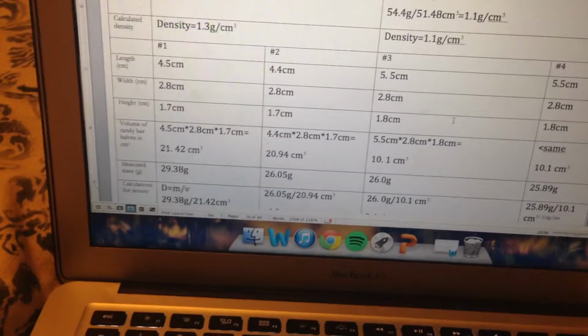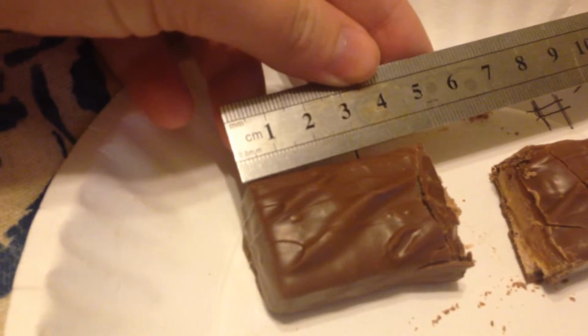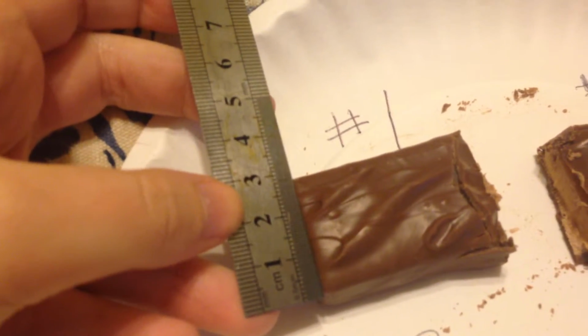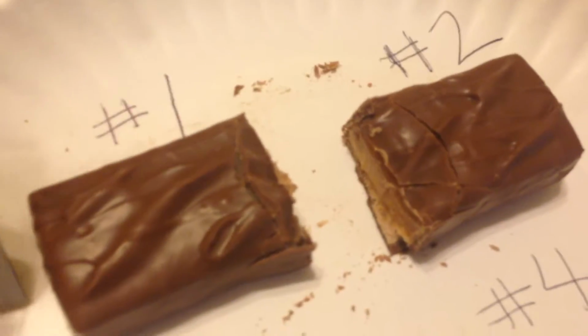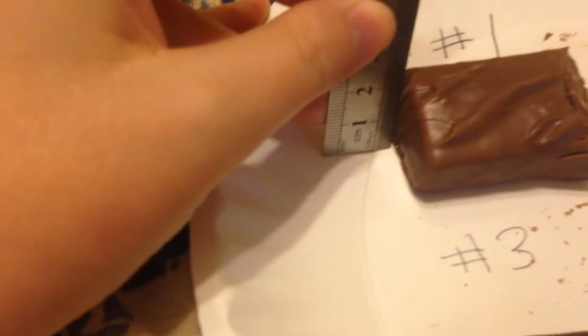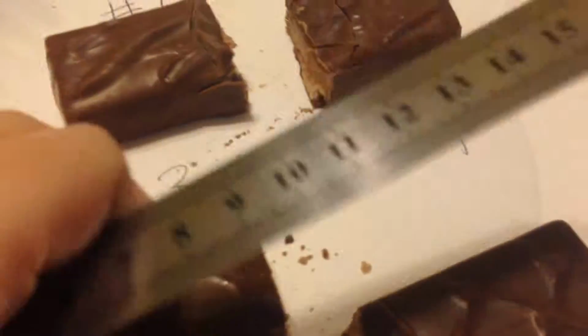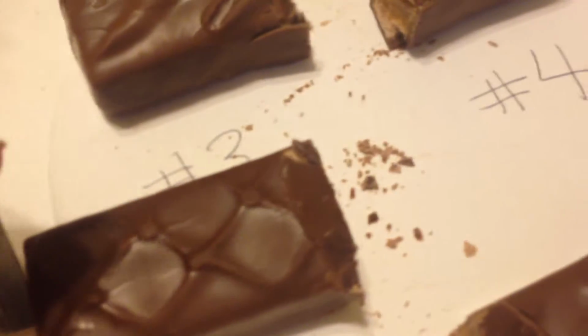Anyway, for the length of just one, I got about 4.5 centimeters length, 2.8 centimeters, and then the height I got, it's the wrong bar. It's still around the same. It's like 1.7. They're all around the same thing.